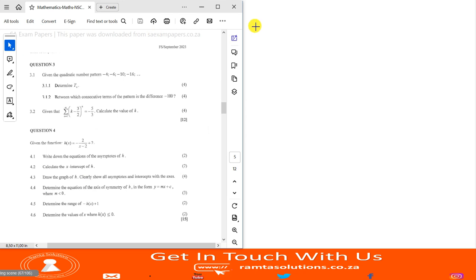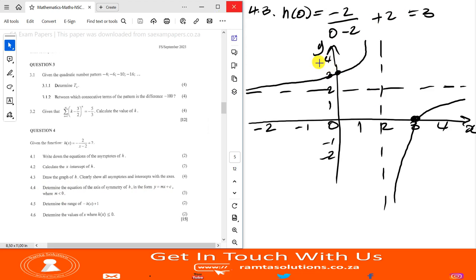Now 4.4, it says, determine the equation of the axis of symmetry of h in the form y equals mx plus c, where m is negative. What does it mean? It means you're looking at it where the gradient is negative. So you can begin by saying this is y equals negative x plus c, because the asymptotes can either be positive x plus c or negative x plus c. Okay, they are either like this or like this. However, in this question, they want one with a negative slope.